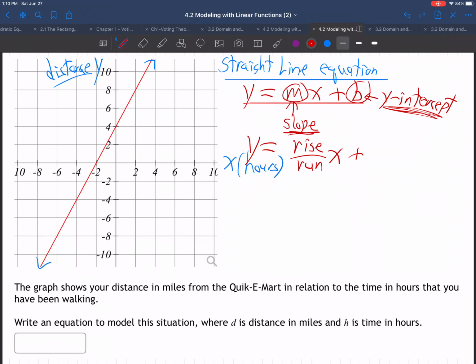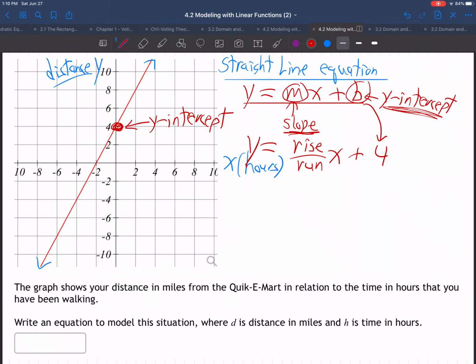Now what do we mean by y-intercept? What is the y-intercept? It's right here. This is the y-intercept. It's where the graph hits the y-axis, where the straight line hits the y-axis. So that part we've got, that's 4. Up there at positive 4, it hits the y-axis. Okay, now we need the rise and the run.